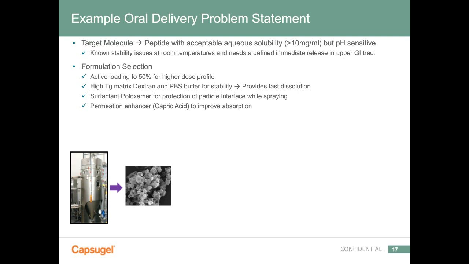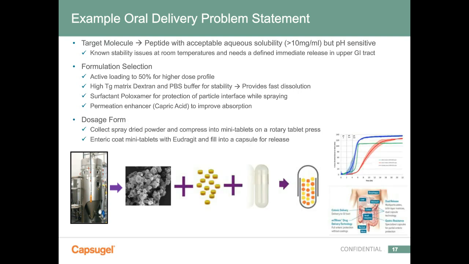Now, because it's an oral delivery platform, there's a dosage form associated with this. So we selected a formulation, we screened it, we selected a baseline spray drying process, but now we collected those spray dried powders, and we have to compress them into a mini tablet and then coat it with Eudragit to get your defined pH release. There's a model here on the bottom to go through that process train. And analytically, we looked at the release and the overall potency of the active itself at the different pH characteristics.